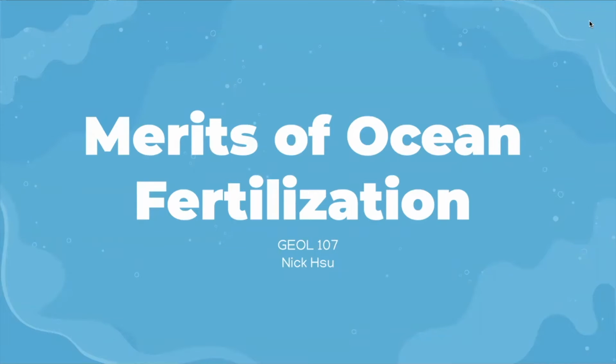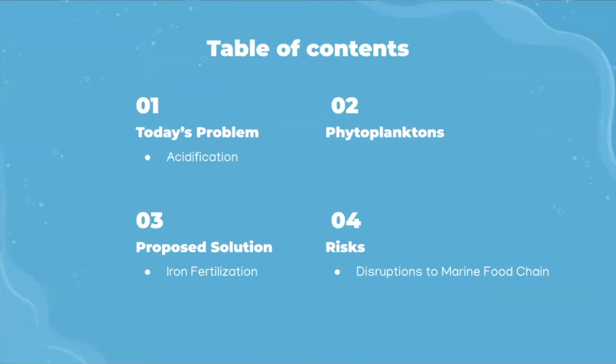In this presentation, I will be presenting on the merits of a controversial scientific concept, ocean fertilization. The order of our brief discussion goes as follows. We will first talk about one major problem faced by our environment in the present day, acidification. Then I will introduce phytoplanktons and explain the relevance to the proposed solution of dumping iron into our ocean. Lastly, we will highlight some of the more concerning issues with ocean fertilization to provide backing as to why this technique has yet to be implemented on a large scale.